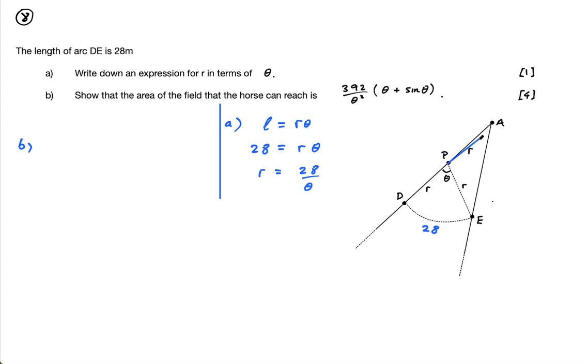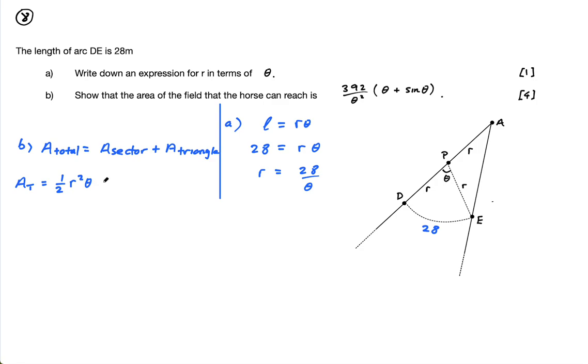He can reach this point A because the length of the rope is the radius. So the total area that the horse can reach is the area of the sector plus the area of the triangle. I'm going to write that first: area total equals area sector plus area triangle, and let's call it area T. The area of the sector is a half r squared theta.